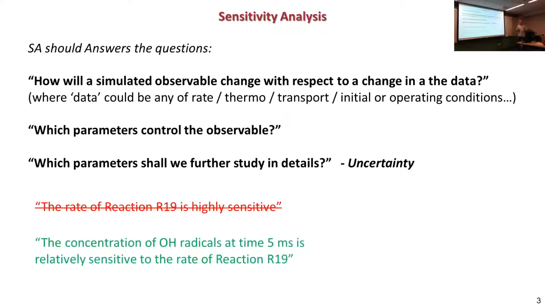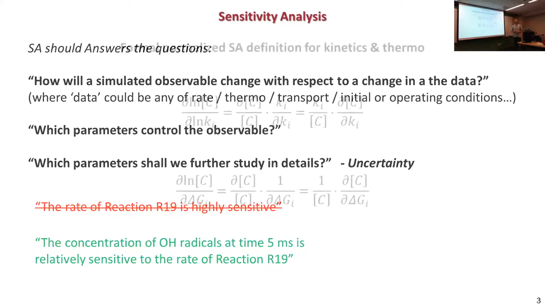Again, a reaction isn't sensitive. A reaction has a physical rate which isn't ours to change. It just depends on temperature, sometimes on pressure. But the concentration, for example, of OH radicals at a particular time in our system might be very sensitive, relatively sensitive, or non-sensitive to the rate of reaction R19. So let's continue with a formal definition.